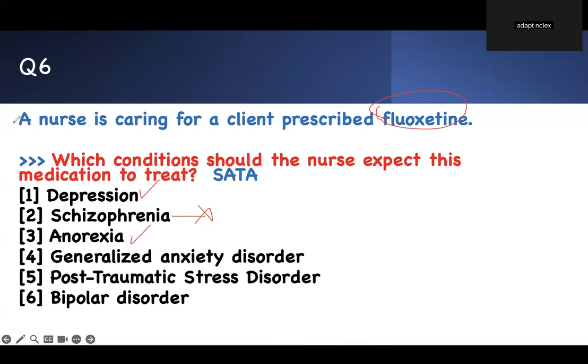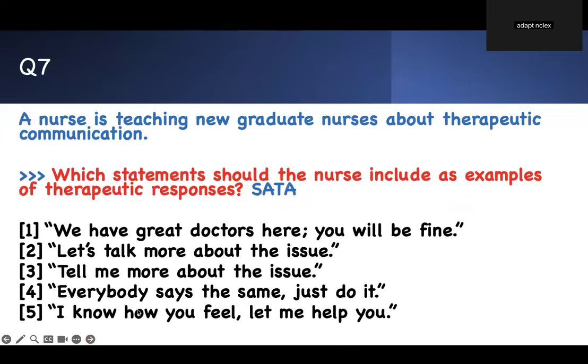And since it can also be used for anxiety, you should pick this. Post-traumatic stress disorder, it can also be used for it. It's not good for bipolar. It's not for mood stabilization. So depression, anorexia, generalized anxiety disorder, post-traumatic stress disorder. If you don't know it, check Adaptive Class. You get the content regarding this. But these are things you have to know.